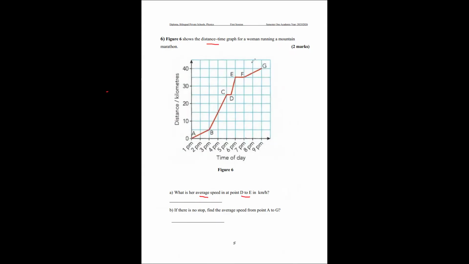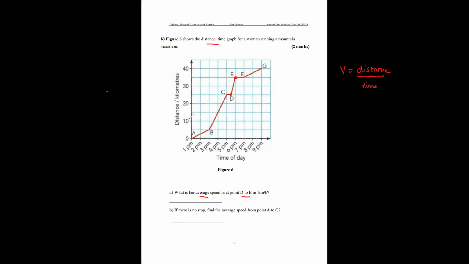The first thing is we have to locate the point. So this is my D and this is my E. We have to find the average speed. We know that the formula of speed is V is equal to distance per unit time. If I know the distance and the time, we can find out the average speed.